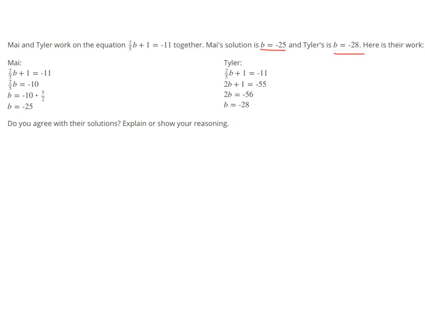But if you're going to subtract 1 from the left side to get to the second line, if she subtracted 1, then -11 should actually become -12. So we do not agree with May.